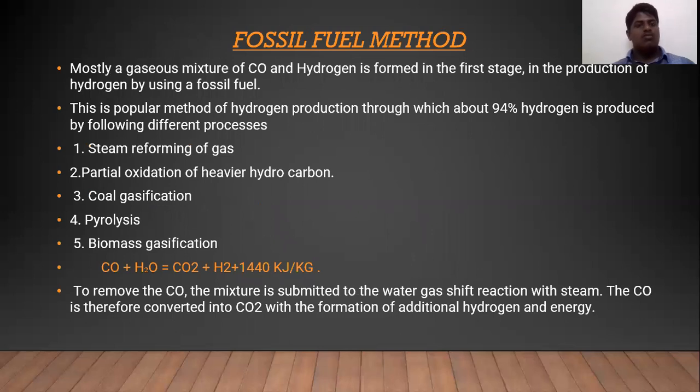Fossil fuel method. Mostly a gaseous mixture of CO and hydrogen is formed in the first stage. This popular method of hydrogen production, through which about 94% of hydrogen is made, uses the following different processes: steam reforming of gas, partial oxidation of heavier hydrocarbons, coal gasification, pyrolysis, biomass gasification. Here is the equation to remove the CO. The mixture is submitted to the water gas shift reaction with steam. The CO is therefore converted into CO2 with the formation of additional hydrogen and energy.